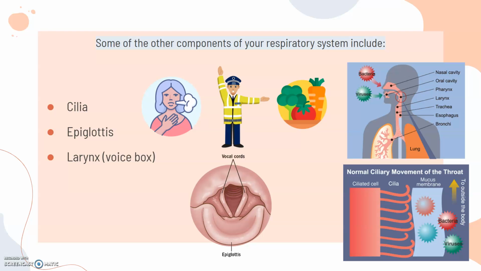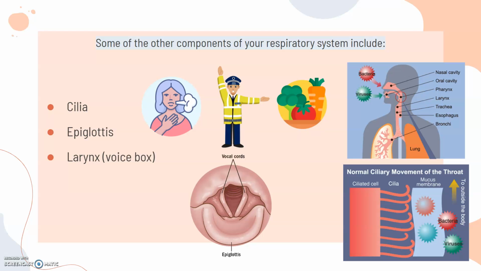And there are other components of the respiratory system that are working together in this exchange. One of them is the cilia, which are tiny hairs that move in a wave-like motion in order to filter dust and other irritants that are in our airways. There's the epiglottis, which is located right here, as it says in the image on the right, in the throat.